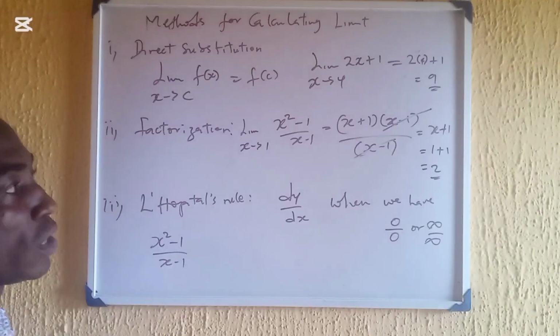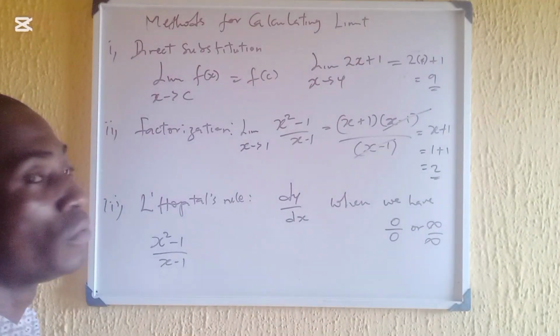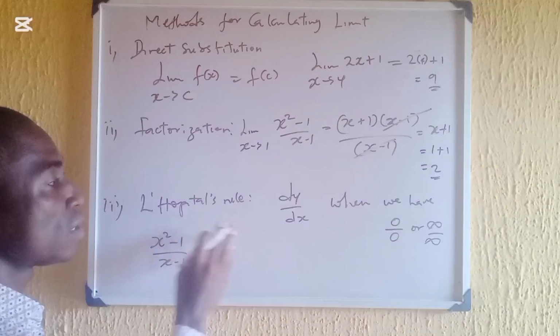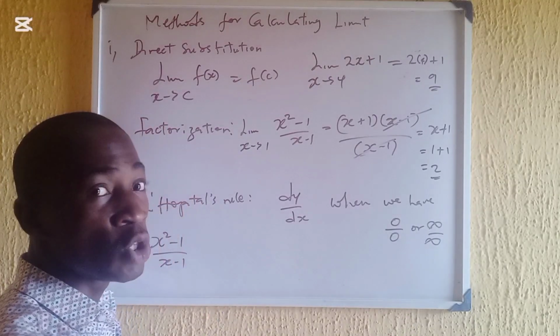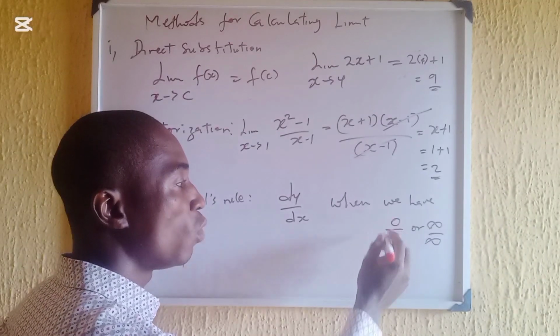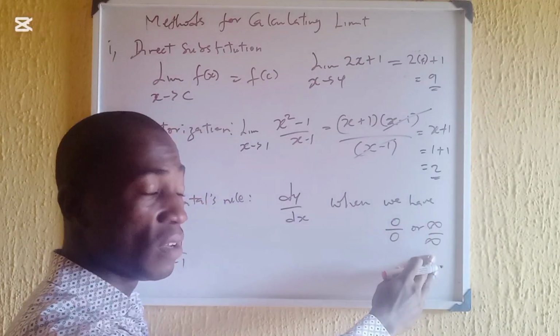Then where the method of factorization does not work, you can try L'Hopital's rule. But this method can only be applied when the limit of the original function gives us 0 over 0 or infinity over infinity.